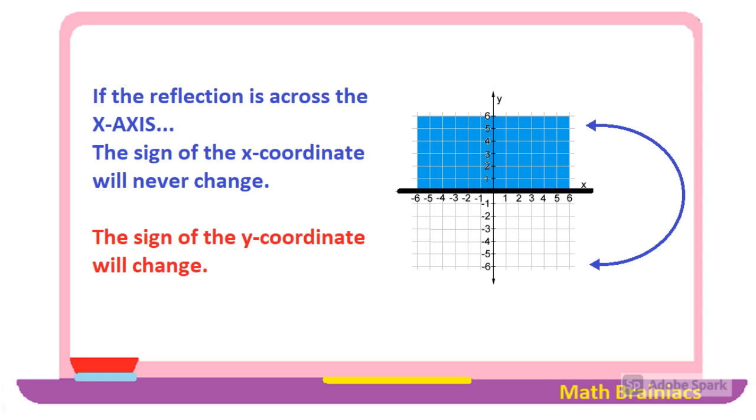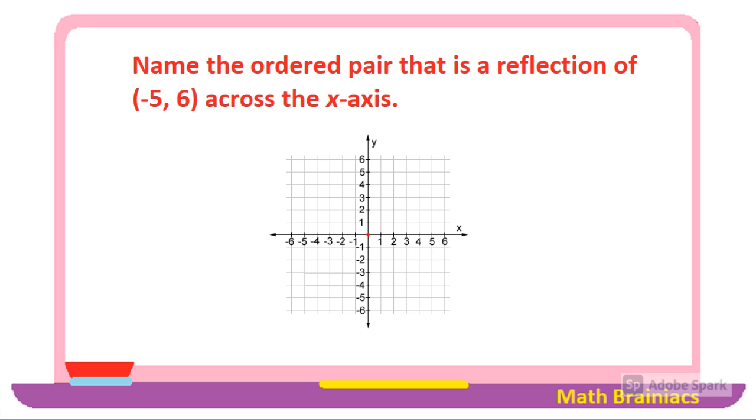Let us move now to the second goal. If the reflection is across the x-axis, the sign of the x-coordinate will never change. Only the sign of the y-coordinate will change. Remember that? Let us work on this example so that you can understand the reflection.